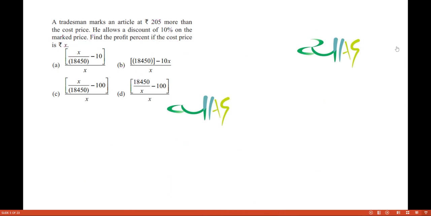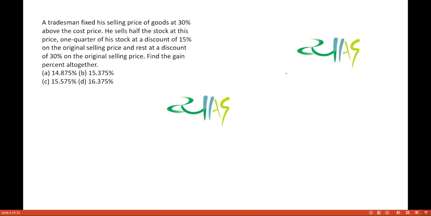Now let's move forward. Now look at this. A tradesman fixed his selling price of goods at 30% above cost price. He sells half the stock at this price, 1/4 of his stock at a discount of 15% on the original selling price, and the rest at a discount of 30% on the original selling price. Find the gain percent altogether.